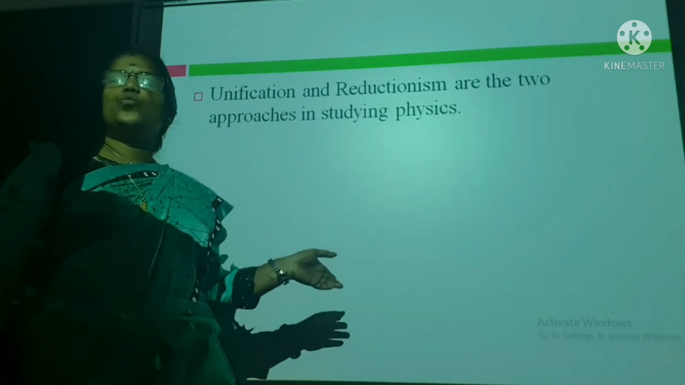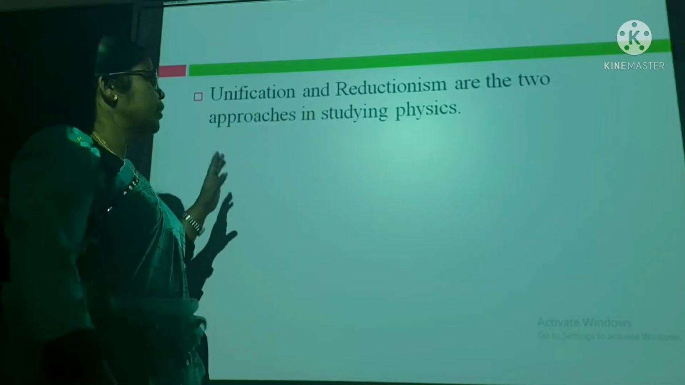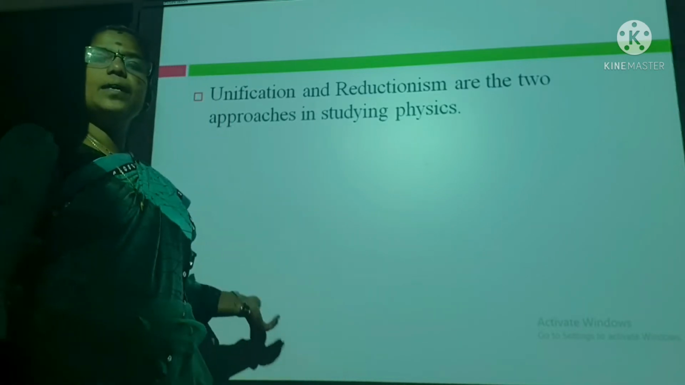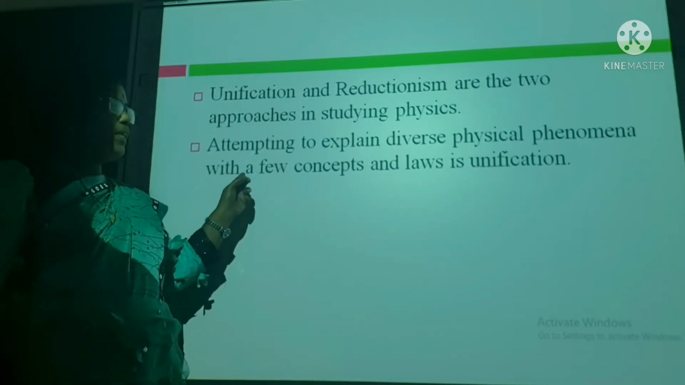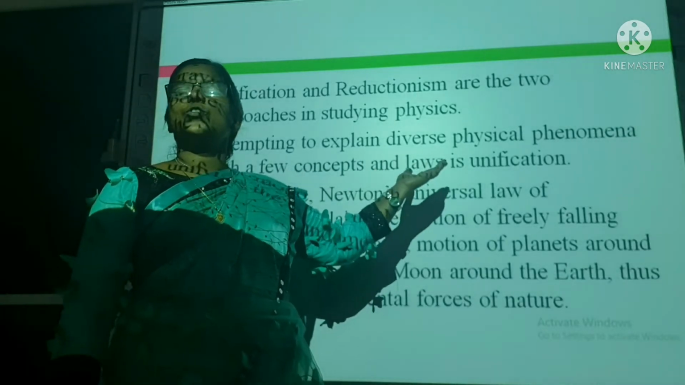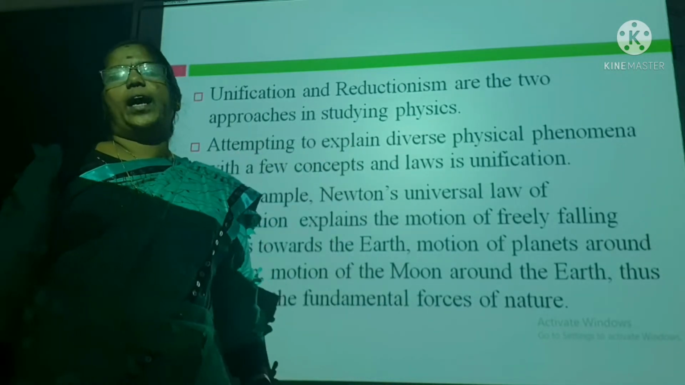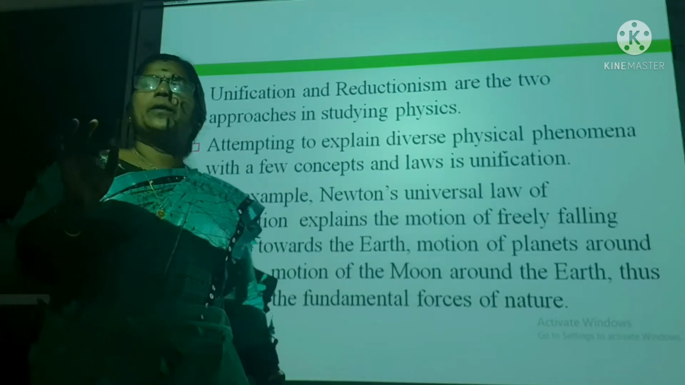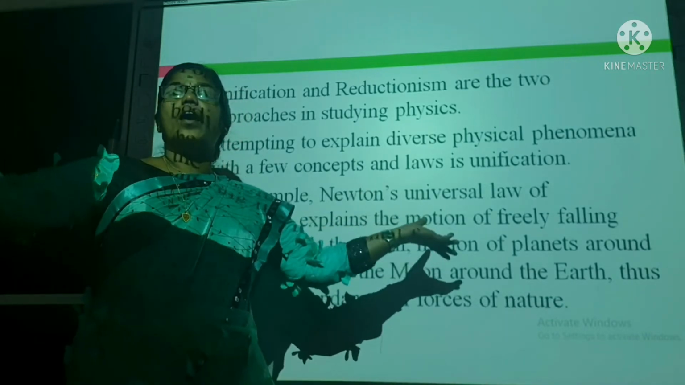While studying physics, we will be following two methods, unification and reductionism. These are the two approaches in studying physics. Attempting to explain diverse physical phenomena with a few concepts and laws is unification. Meaning, with one law or a few laws, we can explain vast things.